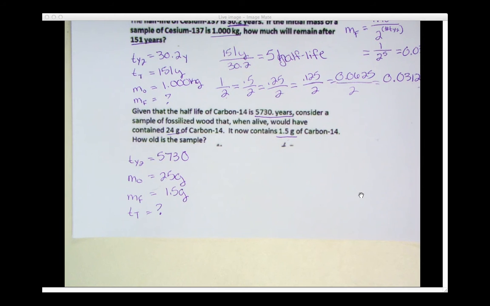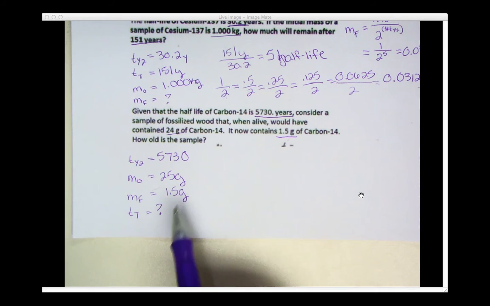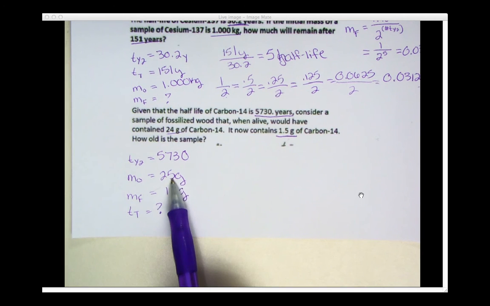So instead of finding out the number of half-lives first, we're going to have to deal with the masses first. And again, there is more than one way to do this, so I'm just going to show you the easiest way that I do this. You have to figure out how many times your sample has been halved. You cannot just go 25 divided by 1.5. You have to figure out how many times 2 goes into 25 before you get to 1.5.